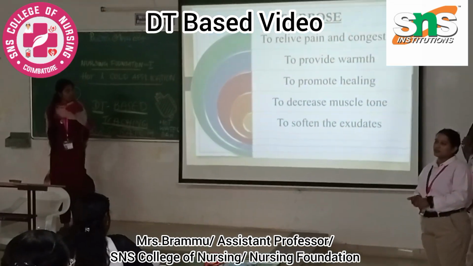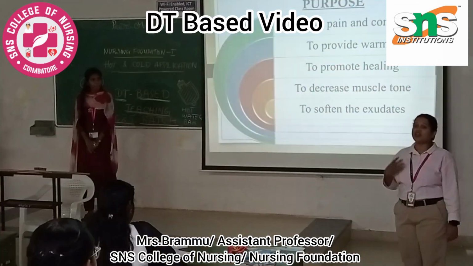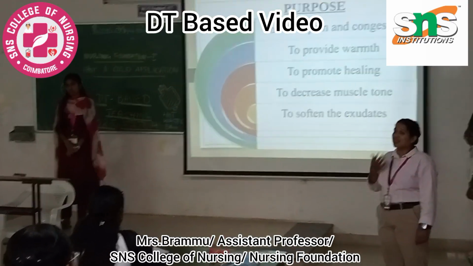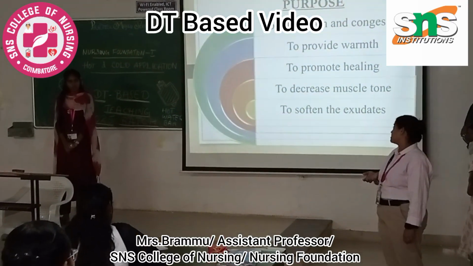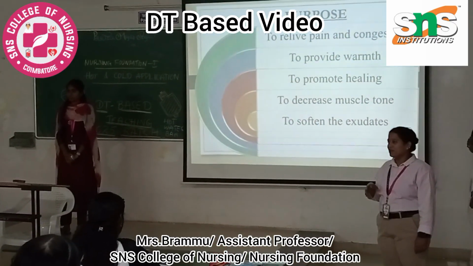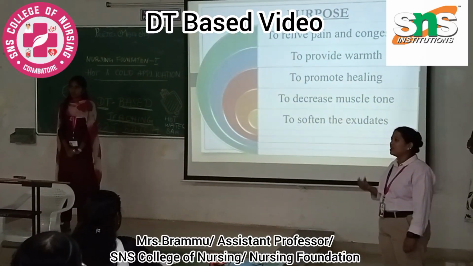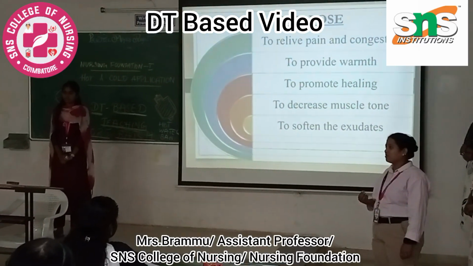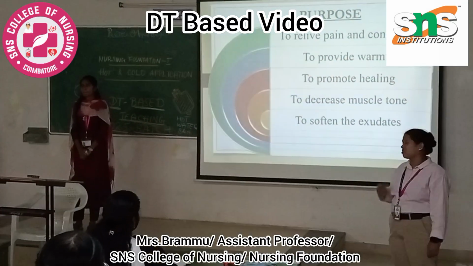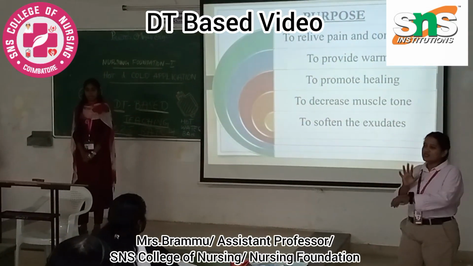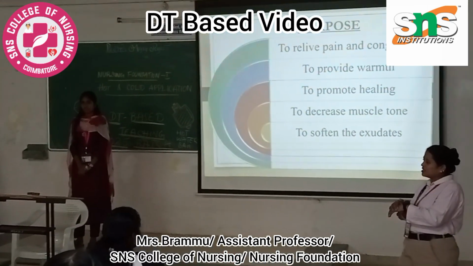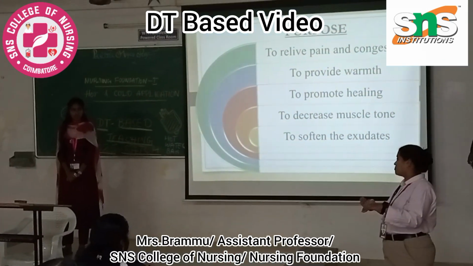So here, the major purpose. Before we start the procedure, we have to know why we are doing so, for which purpose we are doing it, and what action it is going to have on the patient's skin. So first and foremost, it is given to relieve pain. Pain means the patient is having an unpleasant, intolerable stimulus which is exhibited either verbally or non-verbally. When you apply dry heat or moist heat on the skin, it reduces the inflammation, whereby the pain is also subsiding.